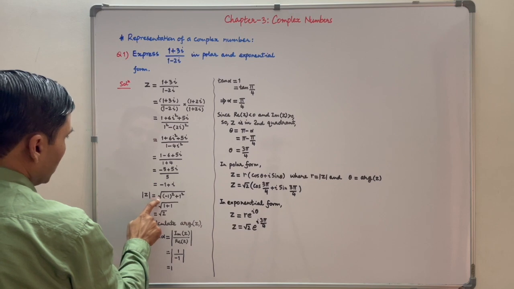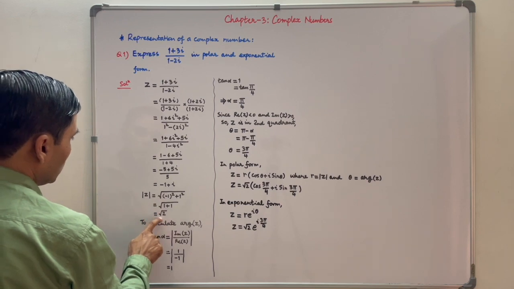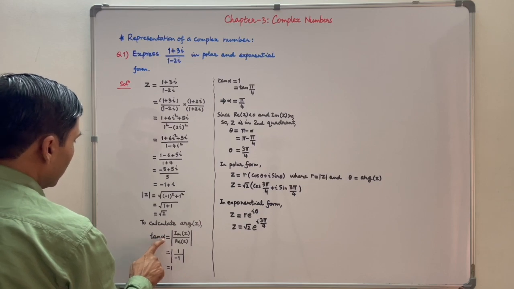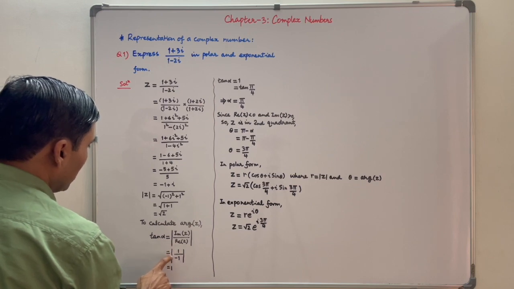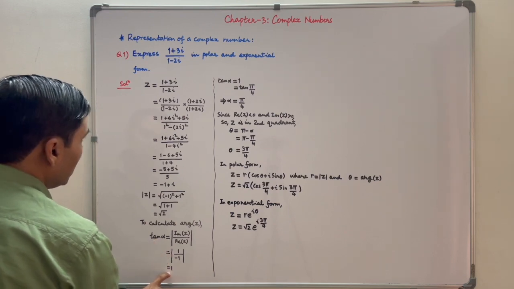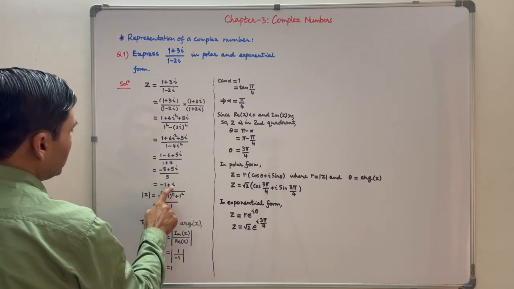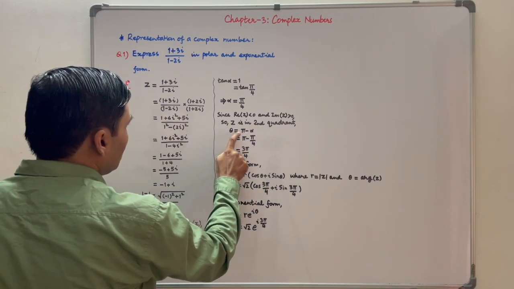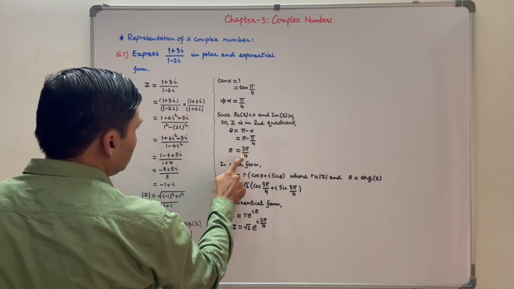So |z| = under root of (real part)² + (imaginary part)². So |z| = √2. To calculate the argument of z, we will first calculate α such that tan α = |imaginary part / real part| = |1/(-1)|. Mod is always positive. So tan α = 1 or α = π/4. Here the real part of z is negative and the imaginary part of z is positive. So z is in the second quadrant. That means θ = π - α. We have calculated α as π/4. So θ = 3π/4.